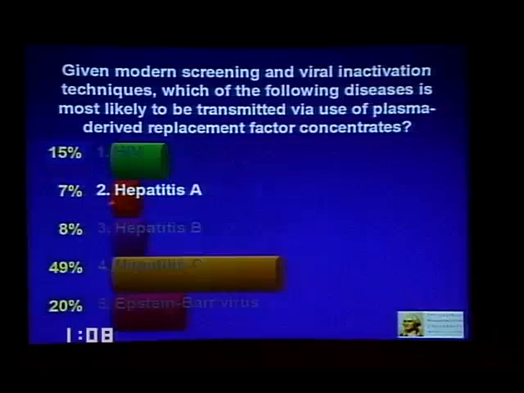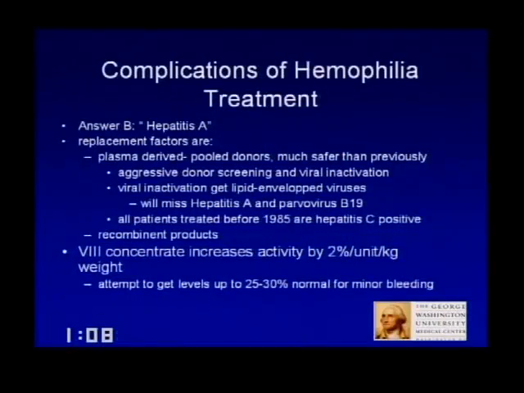The answer is hepatitis A. Basically, these replacement factors, as we said before, for the plasma-derived ones, are much safer nowadays than was previously available. There's aggressive donor screening and viral inactivation techniques applied to the product. The viral inactivation techniques will get lipid-enveloped viruses. However, the two that are most frequently missed are hepatitis A and parvovirus B19. I don't think they're going to get to this level of detail.